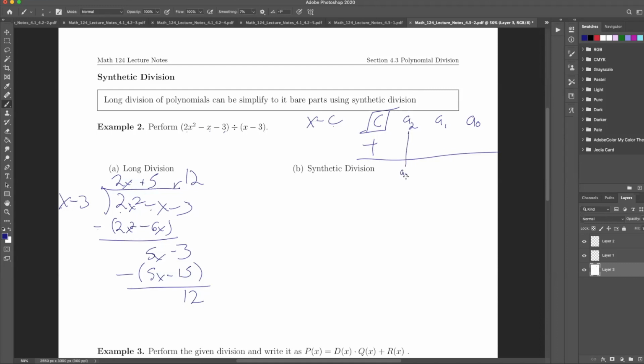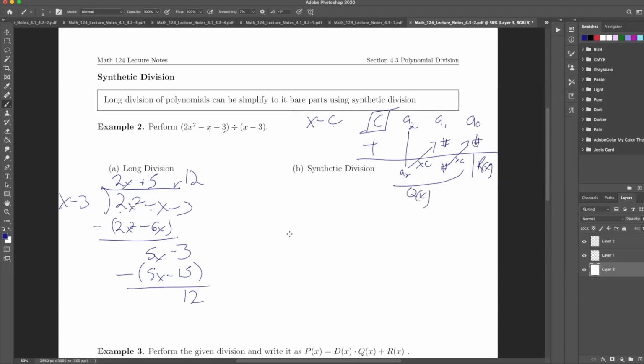You bring this down, you hit a2. You multiply this by your c. So multiply by c, and you get a number here. You're going to add up these two numbers, so you get a number here. You're going to add up these two numbers, and you get something here. You get another number, and you multiply that by c. And you get a number here. And then you drop it down and get your remainder. Okay? And this right here will be the coefficients of your quotient.